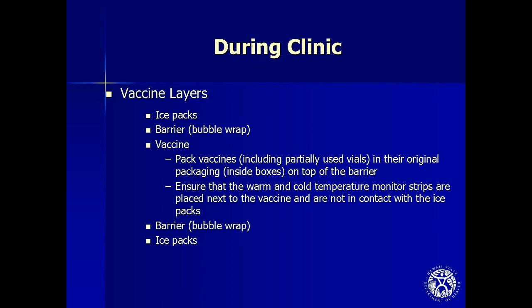The layers are as follows: ice packs, also referred to as gel packs, on the bottom, then a barrier such as bubble wrap, then the vaccine, more barrier, and then another layer of ice packs. Pack vaccines including the partially used vials inside the boxes, on top of the barrier, so that the vaccine is not in direct contact with the ice packs. Ensure that the warm and cold temperature monitor strips are placed next to the vaccine and not in contact with the ice packs, or it will give an inaccurate reading.